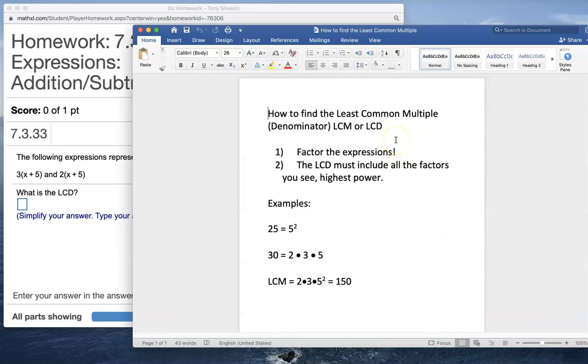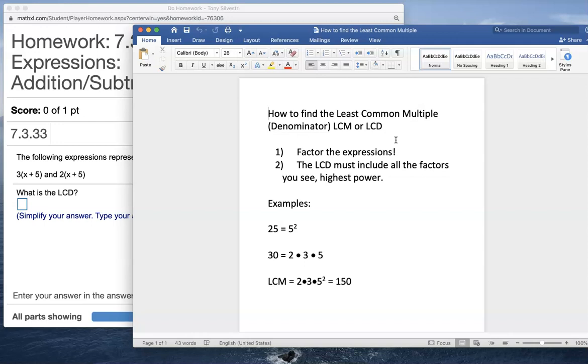I have this little slide that I will have in the Blackboard section. You'll be able to look at this and say, well, how do you find the least common multiple? Or it's also called the least common denominator. So what you're going to do is first factor the expressions. That's got to be the first thing that you do with the denominators. We didn't have to do that in the first 6 questions because the denominators were exactly the same, and you didn't have to do this process.